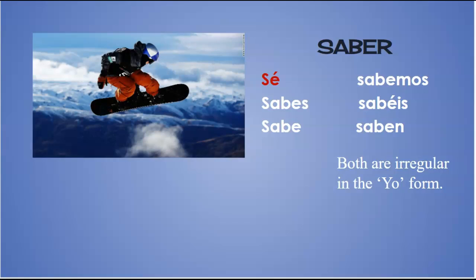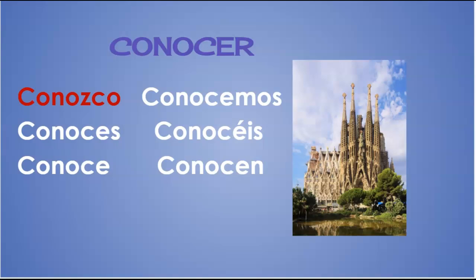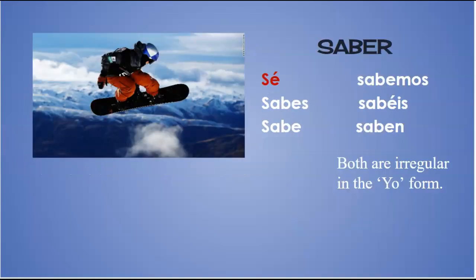Okay, the next one, saber, again, irregular in the yo form. Sé. Yo sé. I know. Yo no sé. I don't know, Miss Silva. To know how to do something or to know an answer. This is saber. Yo sé, tú sabes, él, ella, usted sabe, nosotros sabemos, vosotros sabéis, and ellos saben. Both are irregular in the yo form. So again, both of these verbs are irregular in the yo form.